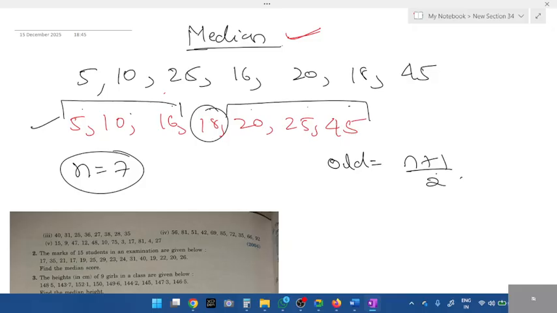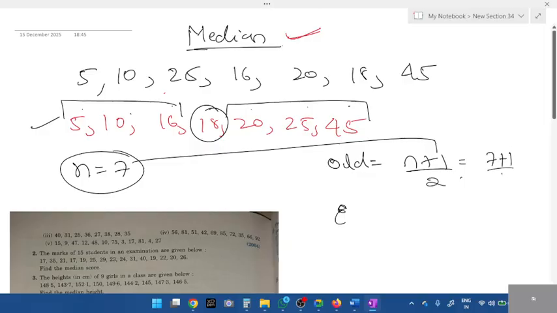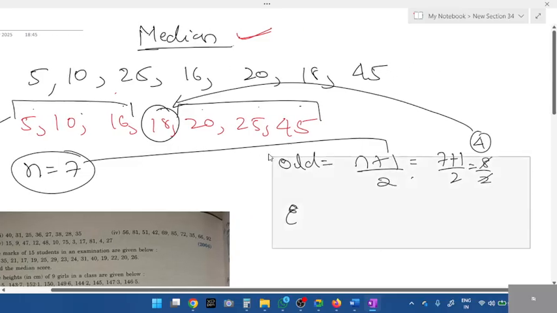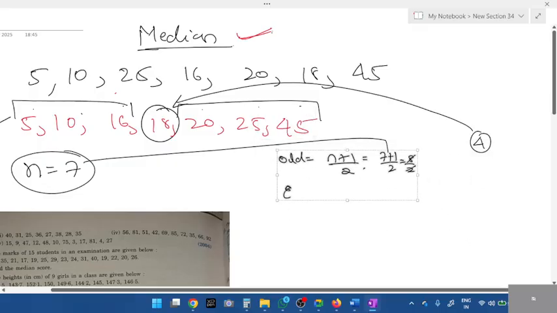Next, if it is even, we'll see. If n is equal to odd, now we have an odd number. What's the answer? n plus 1, 7 plus 1, not 7. How many numbers are there in total? 7. 7 plus 1 divided by 2. What's the answer? 7 plus 1 is 8. 8 divided by 2, what do we get? 4. So the answer is not 4, it is the fourth term. Can you see the fourth term is 18? All of you understood? For odd numbers, (n plus 1) divided by 2 term, students. This is the formula.